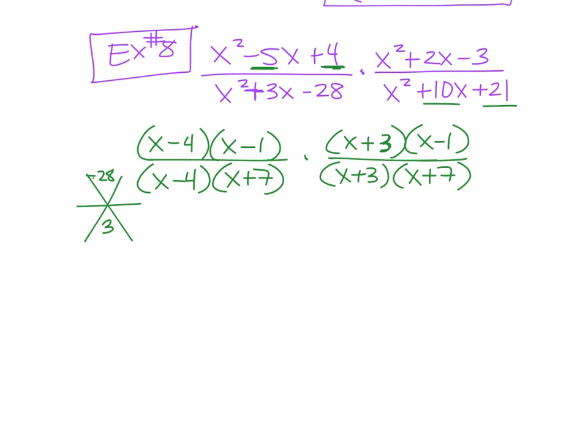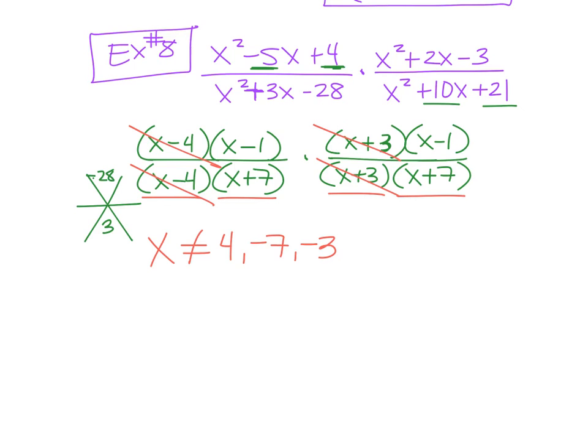Okay. So at this point, this is where you should be setting up your restrictions. X can't be, what number here? 4 or negative 7 or negative 3. This one's a repeat, right? You don't need to write it a second time. We already did that. And now you can start slashing. So x minus 4, x minus 4, x plus 3, x plus 3.